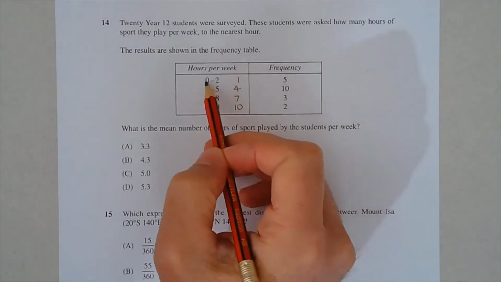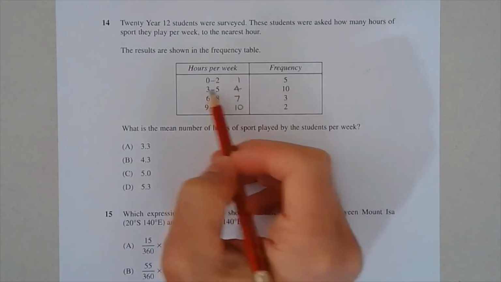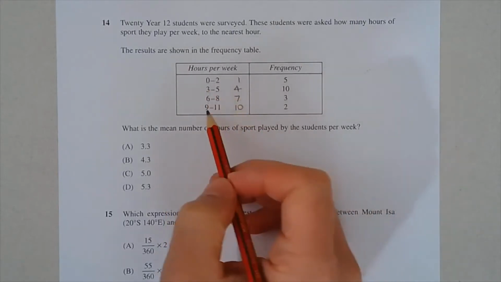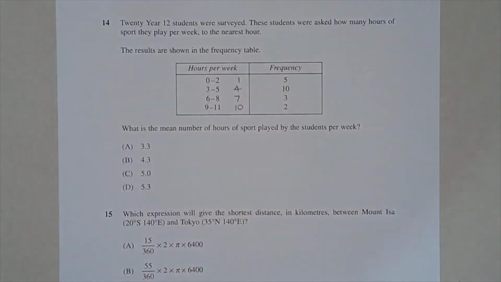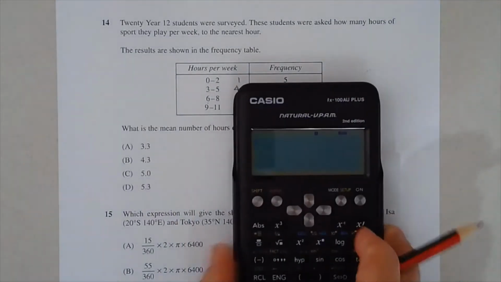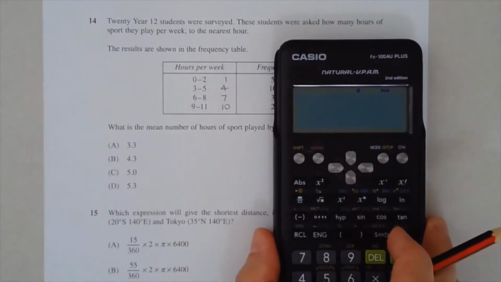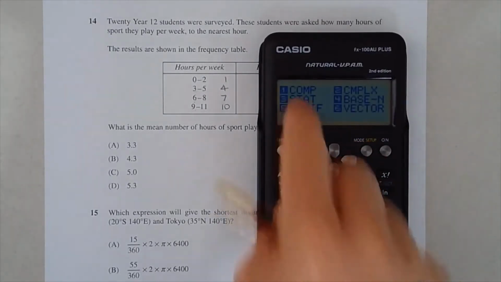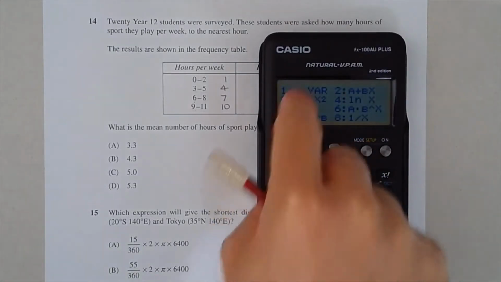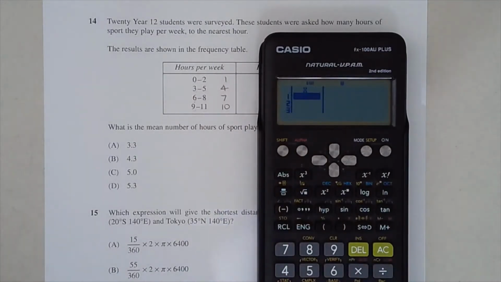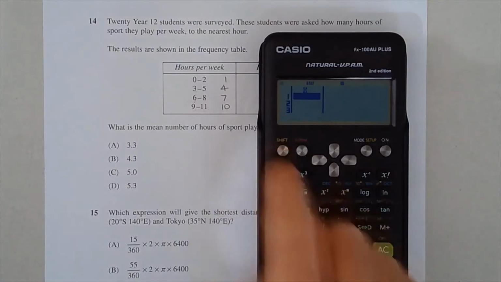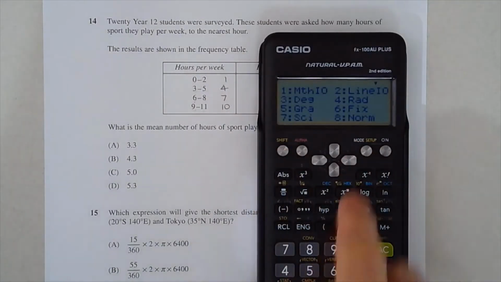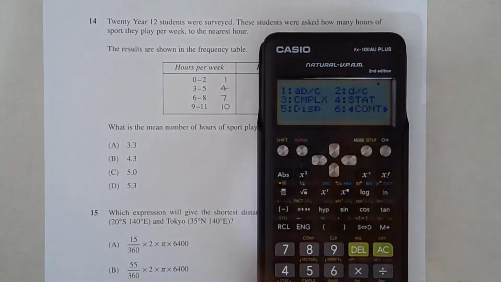So the midpoint of 0 and 2 is 1, the midpoint of 3 and 5 is 4, 6 and 8 is 7, and 9 and 11 is 10. Next, we can use the stat mode on the calculator to determine the mean. So press mode and stat, and 1-var, so only dealing with one variable statistics. Notice that we don't have a frequency column, so we'll bring that up by pressing Shift, Setup, scroll down, and then number 4, stat, and frequency on.